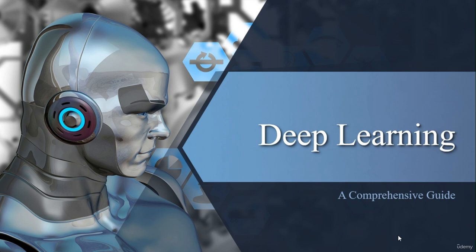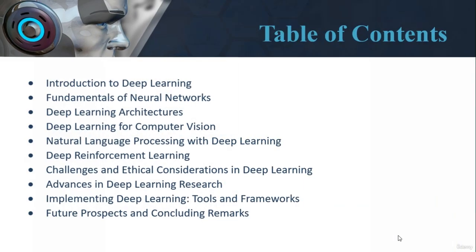So now, first let's go through the table of contents of this lecture. Introduction to deep learning, fundamentals of neural networks, deep learning architectures, deep learning for computer vision, natural language processing with deep learning, deep reinforcement learning, challenges and ethical considerations in deep learning, advances in deep learning research, implementing deep learning tools and frameworks, and last we have future prospects and concluding remarks.